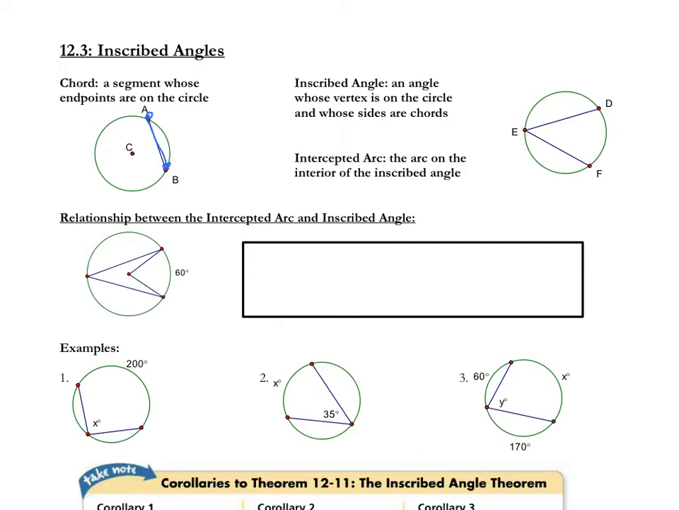So chords can have all different types of measurement. When I think of a chord, I kind of think of the strings on a banjo. Those would all be chords. So they can be shorter, they can be longer, but they can have all different kinds of measurement.